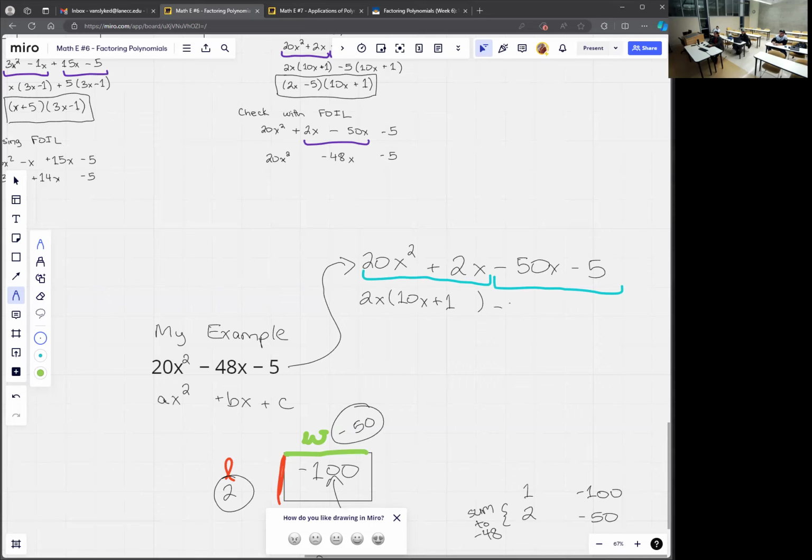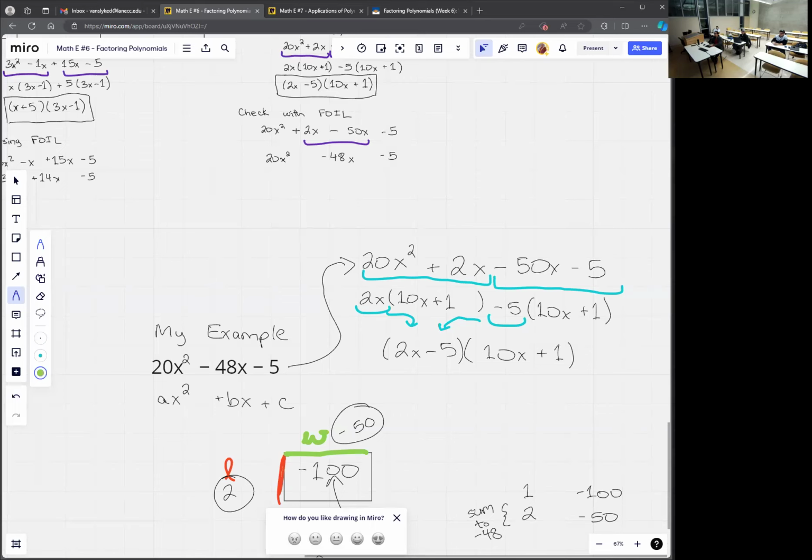And in this case, it looks like minus 5 is the best for what comes out. And again, I have 10x plus 1. And the part that's inside these parentheses is always going to match. That's the magic of this routine. And then I notice, but this part and this part, I can undistribute and say that this is a 2x minus 5 times the 10x plus 1. I am backwards FOILing.